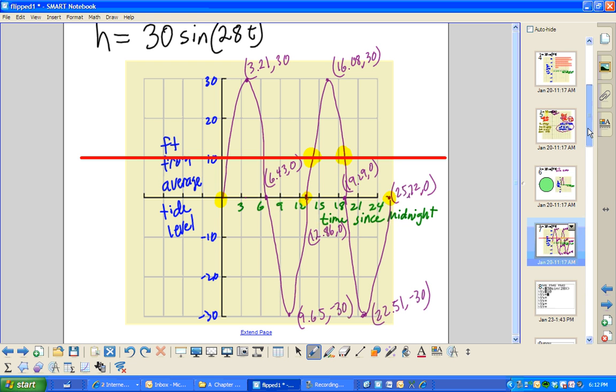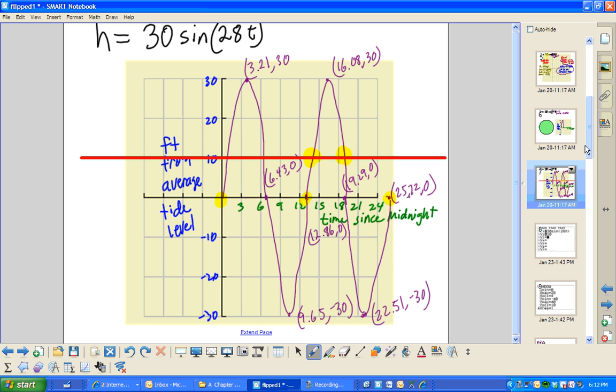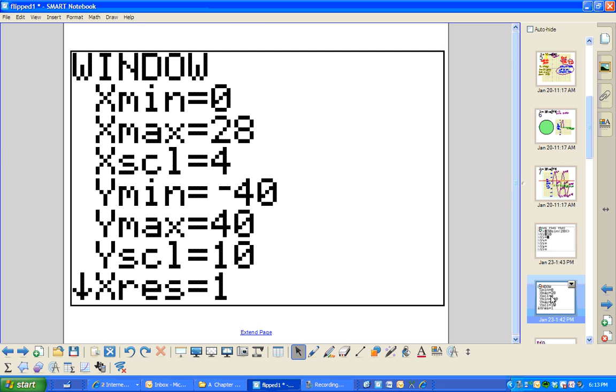So let's have you pause in a second and take your graphing calculator out and put all of these things into your graphing calculator. You need to put this equation, you need to put this in the x min and max, and this in the y min and max. And let me tell you what my window was. I think I went from 0 to 28 and negative 40 to 40. I went by 4 in the hours, and I went by 10 feet increments. Okay, go ahead and do that in your calculator.